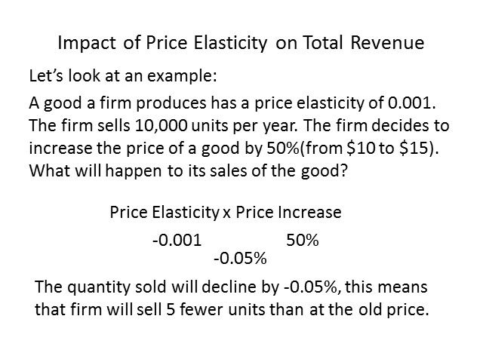Let's look at another example. A firm produces a good which has an elasticity of 1/1000th. The firm sells 10,000 units per year. The firm decides to increase the price of the good by 50%, that is from $10 to $15. What will happen to the sales of its good? The quantity sold will decline by 0.05 of a percent. This means that the firm will sell 5 fewer units than at the old price.